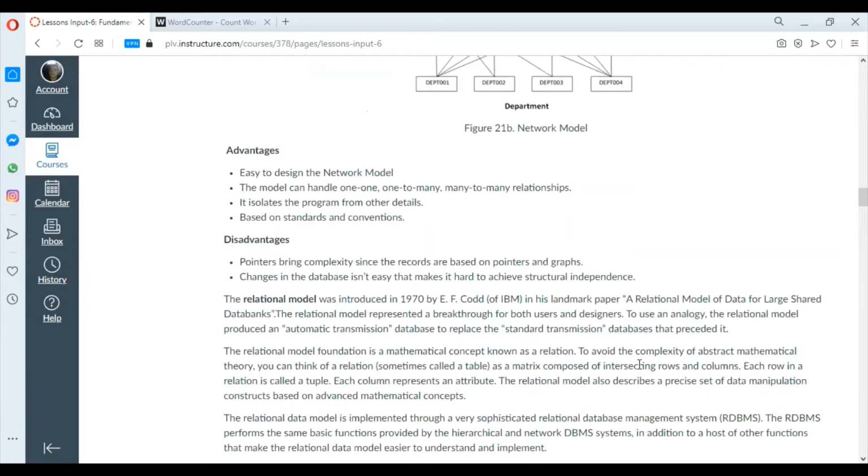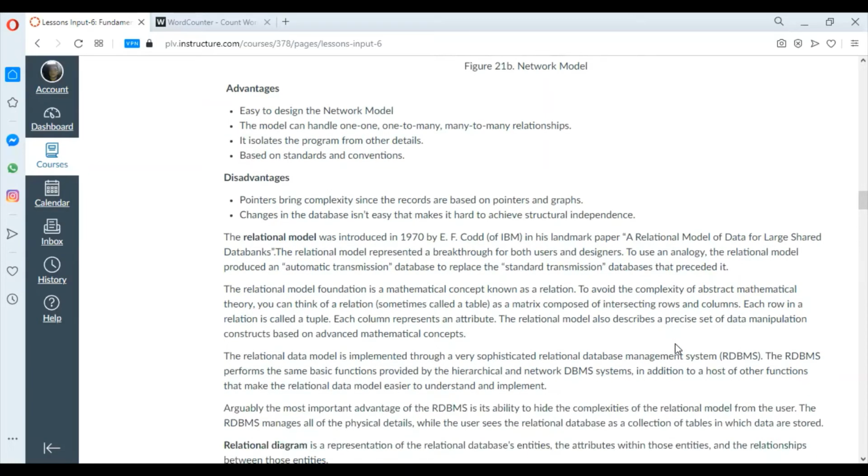The advantages are that it is easy to design, and it can handle one-to-many or many-to-many relationships. It isolates the program from other details, and it is based on standards and conventions. While the disadvantages are that pointers bring complexity since the records are based on pointers and graphs. Changes in the database aren't easy, making it hard to achieve structural independence.